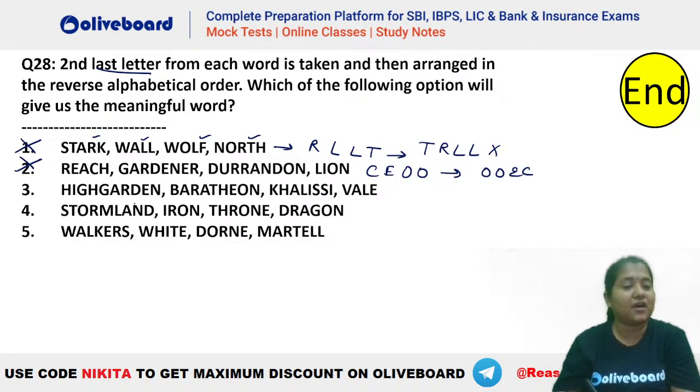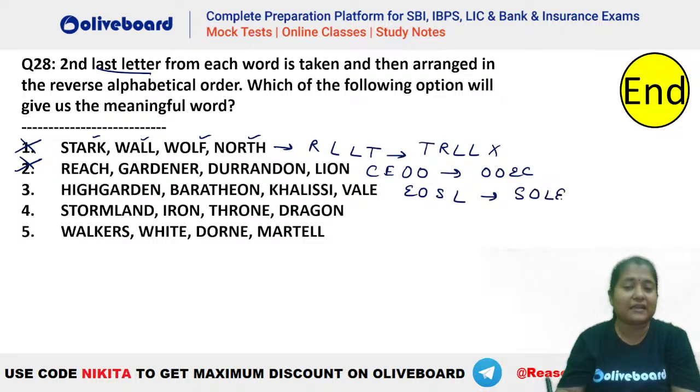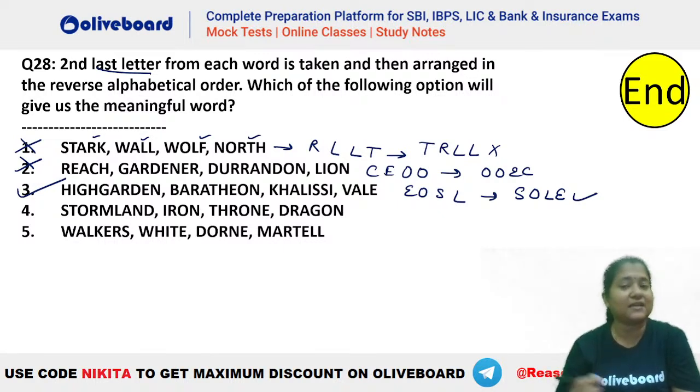Third, what will it be? You can see we have E, O, S, L. So we will have S, then O, and L, and E. So you can see, yes, this is a meaningful word, right? So the answer to this question has to be option number 3. We will be getting soul, which is a meaningful word here.